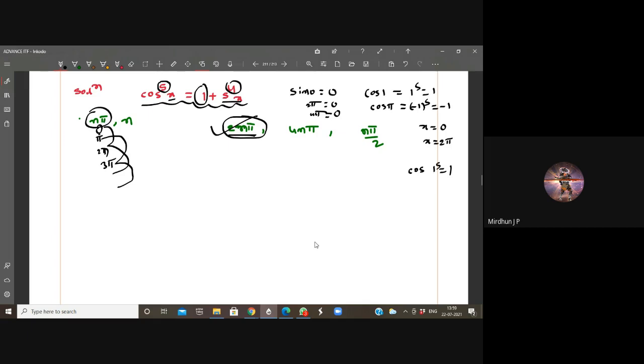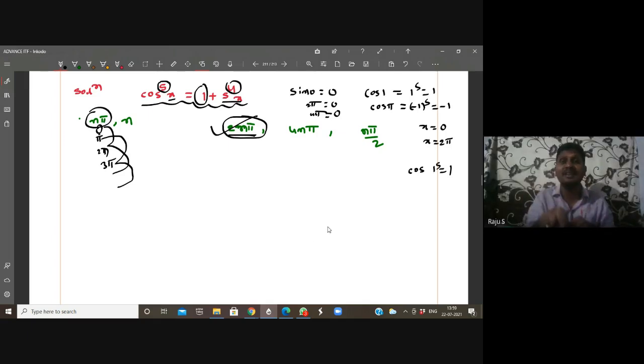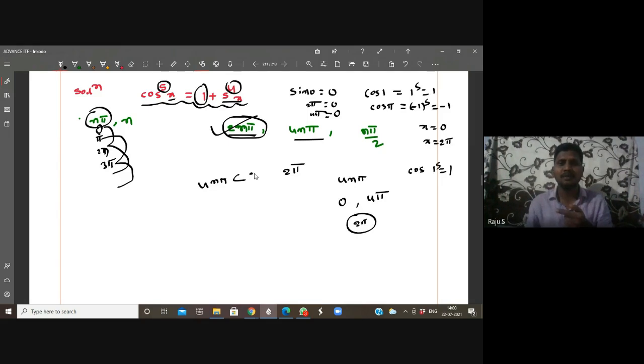4n pi also, sir? But we have to consider the least value. Here 2 pi is also an answer. When you take 4n pi, you get 0, and after 0 directly you get 4 pi. Here 2 pi is also an answer. 4n pi is a subset of 2n pi. Am I right? Every value of 4n pi is a value of 2n pi. Like that you have to take the least value.